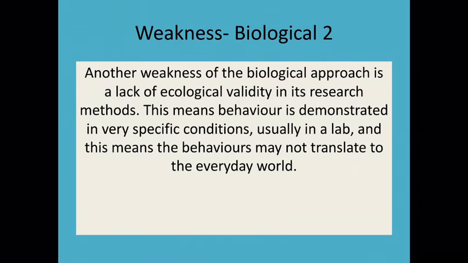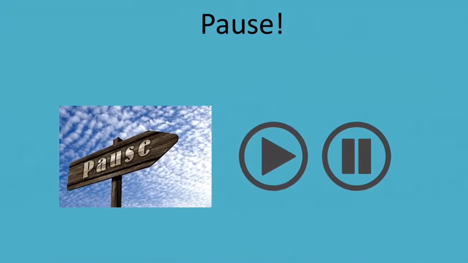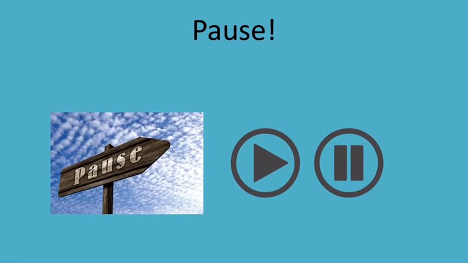Our second biological weakness is that it has a lack of ecological validity in its research methods. This means behaviour is demonstrated in very specific conditions, usually in a lab, and this means that behaviours may not translate to the everyday world. Ecological validity is about generalisation, but not generalisation of the sample, about generalisation of behaviour. Back over to you then. How exactly did Sperry or Casey show a lack of ecological validity?